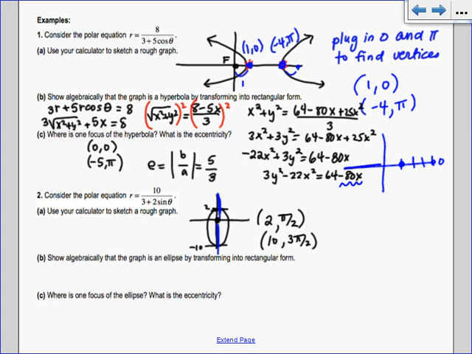Again, you know that one focus is always at the pole, so the other one is going to have to be at 8. So you're going to have 0, 0, and then you're going to have 8 comma 3 pi over 2. You could also write it as pi over 2 here and then negative 8 if you wanted to.